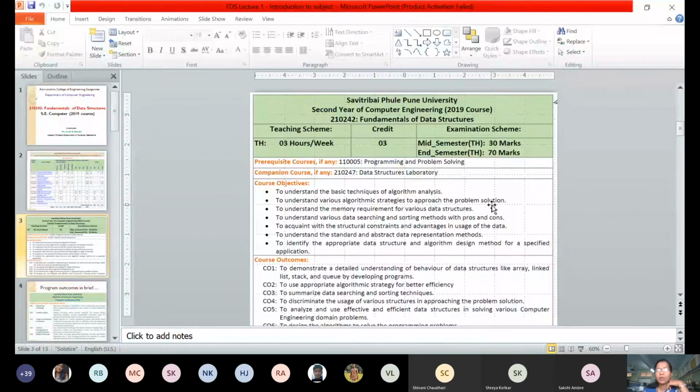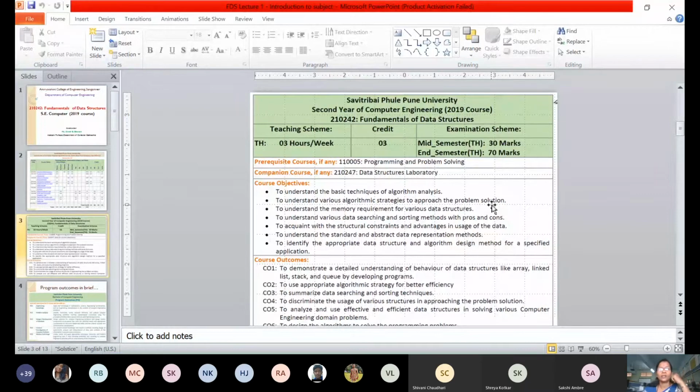Which approach you are going to use for solving a particular problem. Okay, it simply means which approach we are going to use to solve a particular problem. That is nothing but the algorithmic strategy which we are using, right?